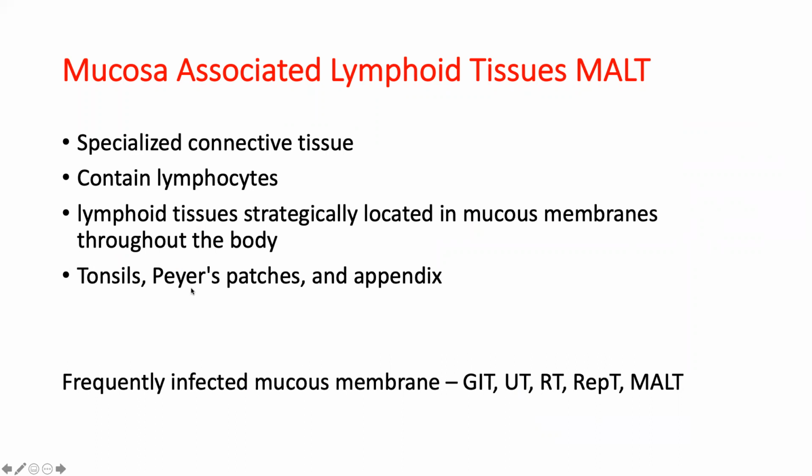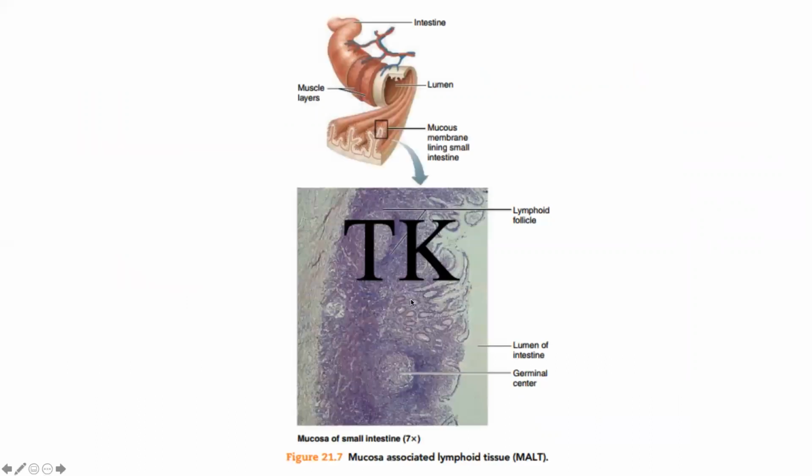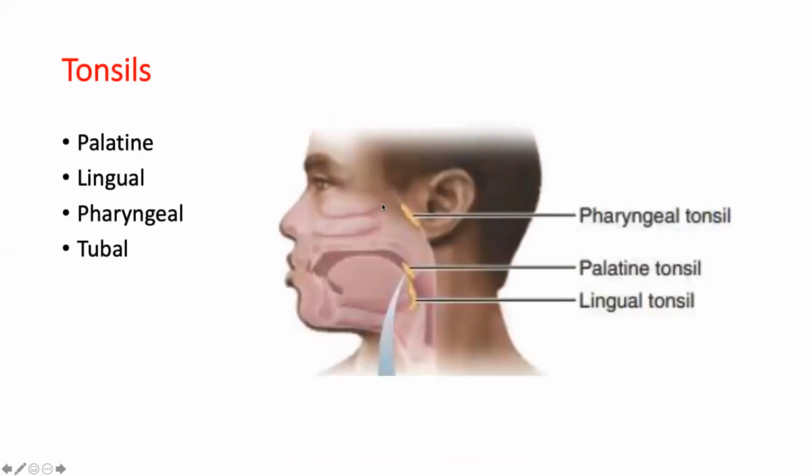They are tonsils, Peyer's patches in the intestine, and appendix. So let's look at the mucosa-associated lymphoid tissue of the small intestine. They are present in the mucous membrane lining of the small intestine, just underneath the mucous membrane.